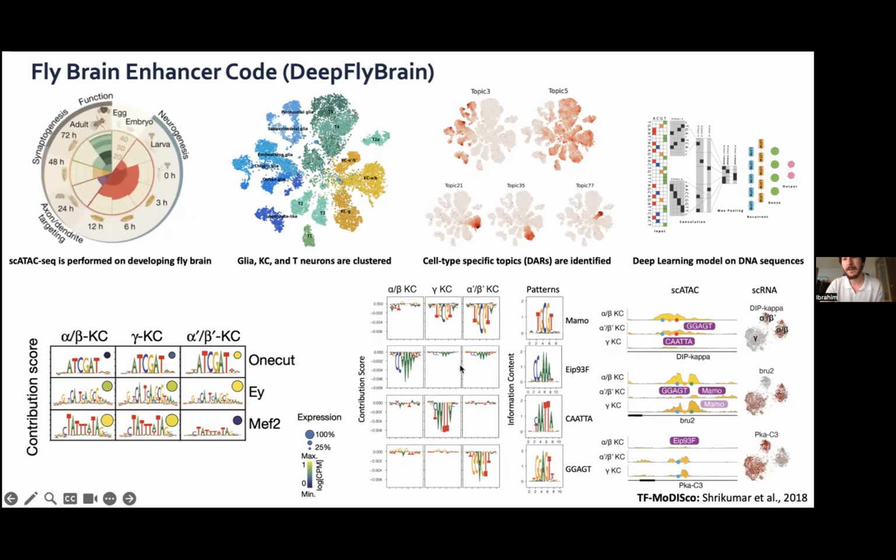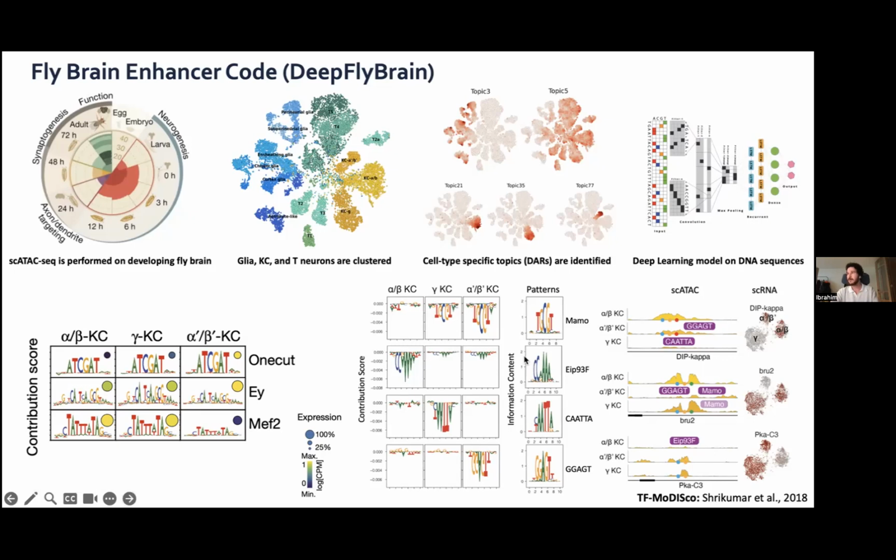And if you look at the gene expression of this factor, it is indeed only expressed in alpha beta Kenyon cells. And that's why the model somehow knows. So we don't give any transcription factor expression data, we just give the DNA sequence and corresponding accessibility on different cell types. But the model was able to learn which factors are contributing.